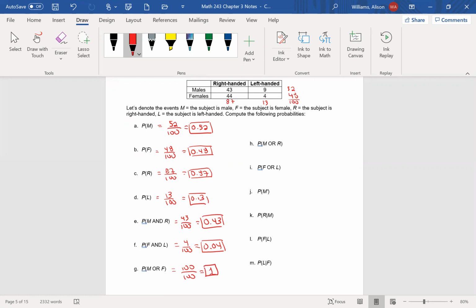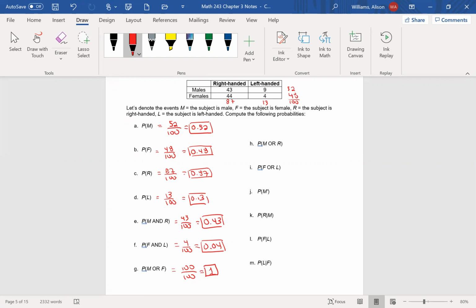Male or right-handed. Okay, so we're looking that they could be male or they could be right-handed. Now, there are 52 males and 87 right-handed people. But the problem is that in that number, there are 43 people being counted twice. So if you add 87 and 52, you'll get a number bigger than 100, which wouldn't work, right? A probability can't be bigger than 100. You would need to take out the fact that 43 was counted twice.